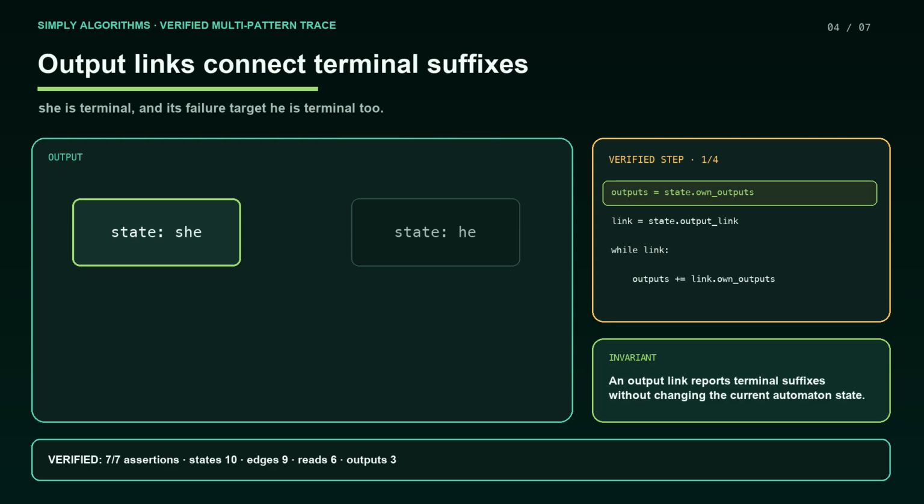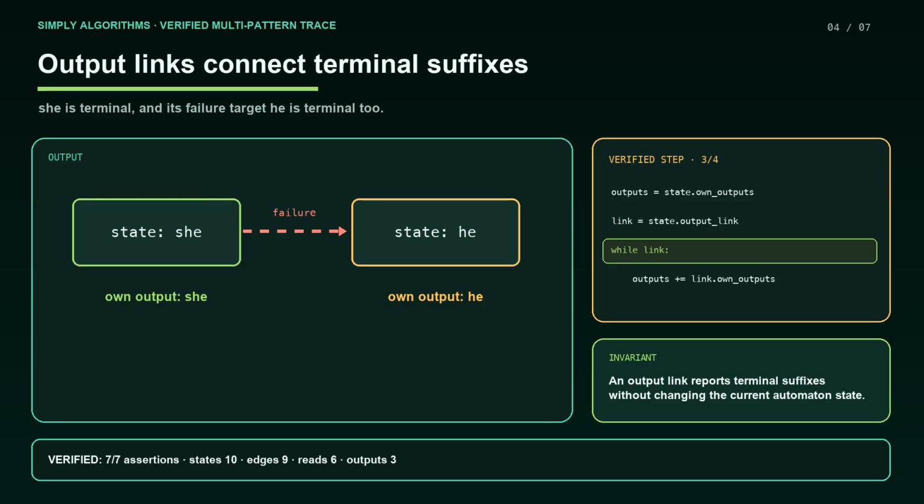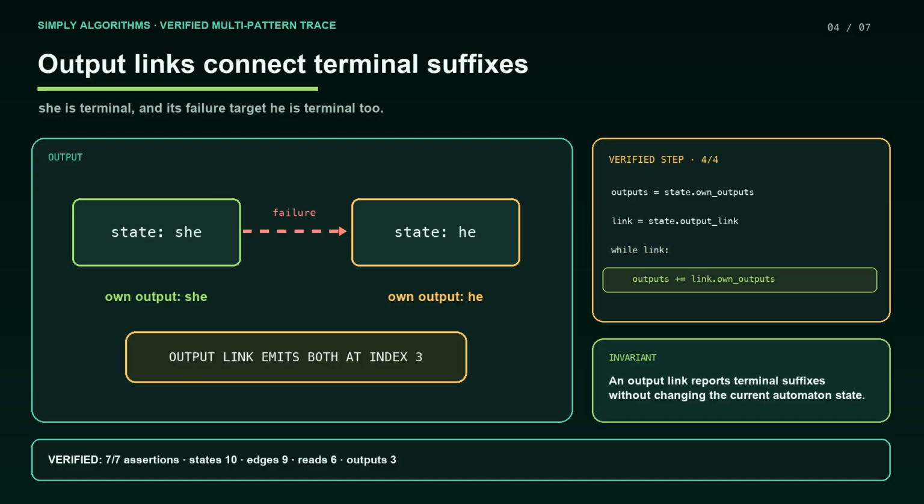Failure and output links answer different questions. Failure says where matching can continue after a missing edge. Output says which additional terminal suffix must be reported now. At state she, the nearest terminal on the failure chain is he, so output link she points to he. Terminal-only reporting emits 2 matches overall and misses this verified overlap.